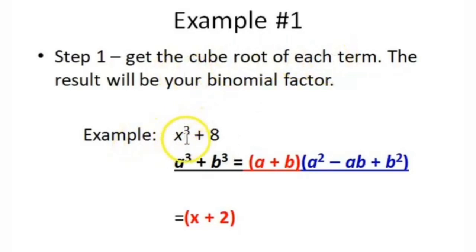So, may dalawang term po tayo. First term is x cubed. Second term is 8. So, kunin natin yung cube root ng x cubed. So, the cube root of x cubed is x. Kasi minultiply natin si x 3 times. So, x times x times x, that is x cubed. Therefore, the cube root of x cubed is x. And the cube root of 8 is 2. Kasi 2 times 2 times 2 equals 8. Therefore, the cube root of 8 is 2. So, ito na po yung binomial factor natin, yung kulay pula. Dito po yun. So, let's go to step number 2.